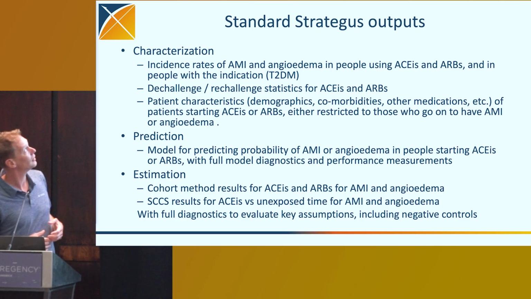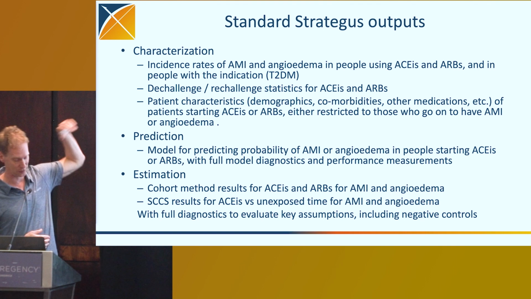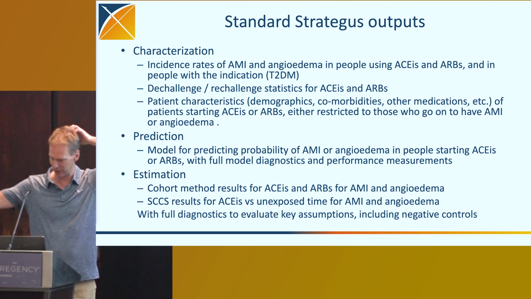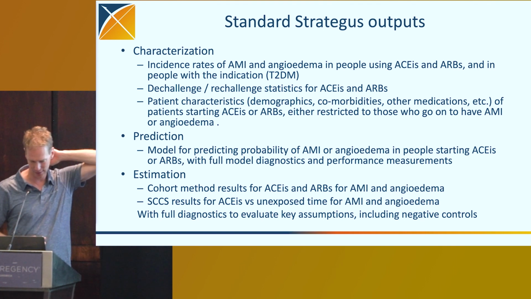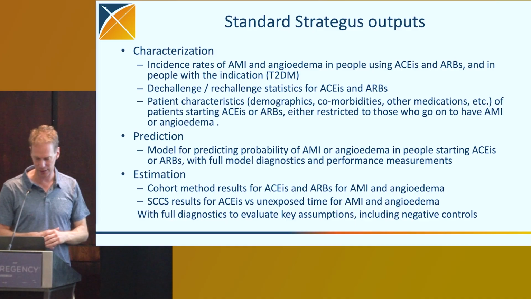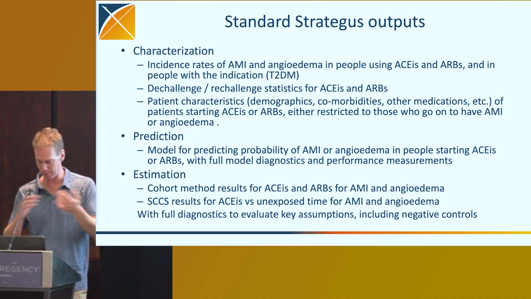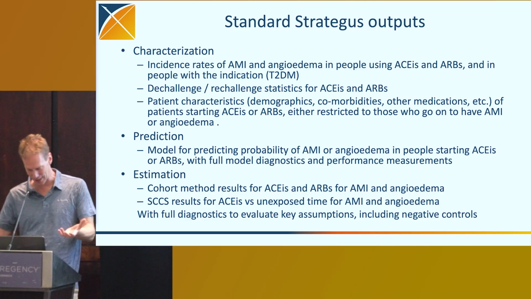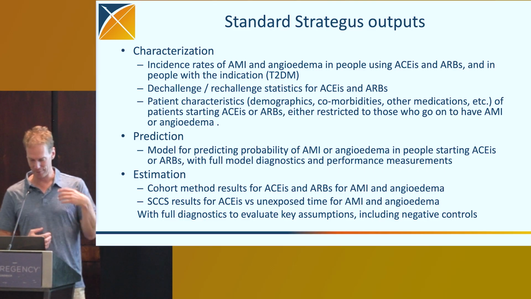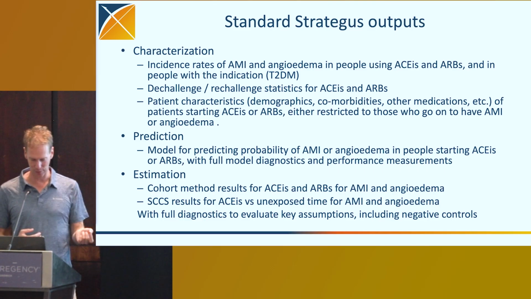So this is literally all you have to define, and then what you get in return is a standard set of outputs. So we actually get a full characterization package. You get incidence rates for these outcomes. You get de-challenge, re-challenge statistics. You get patient characteristics for the people that take the drugs and the people who have the outcome, and people who take the drugs and have the outcome. We fit prediction models, but most importantly for this course, you get estimation results.